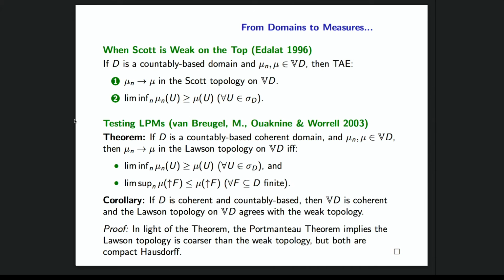Okay, so again, what I was doing here was just trying to tell you that the conditions in one of the fundamental results, the portmanteau theorem, do appear in domain theory and give you some nice results.